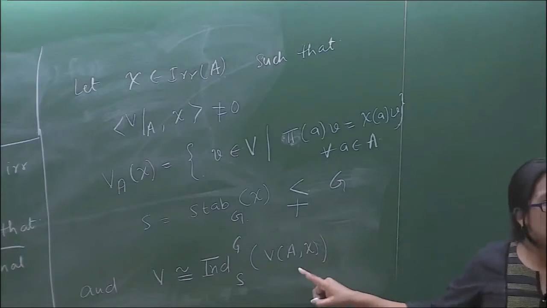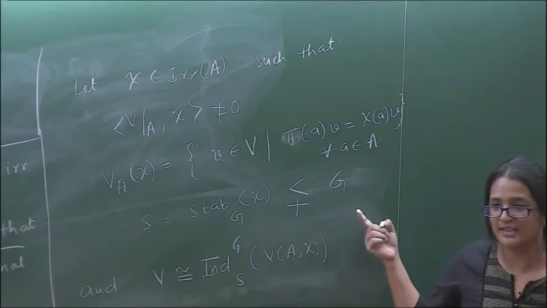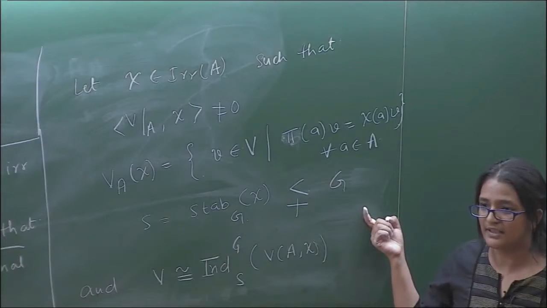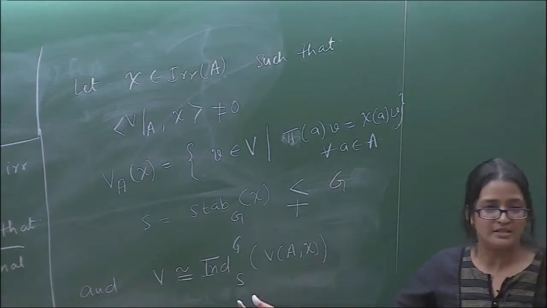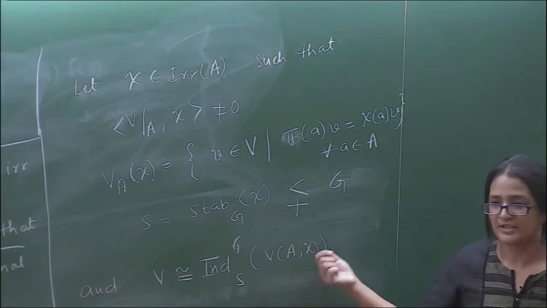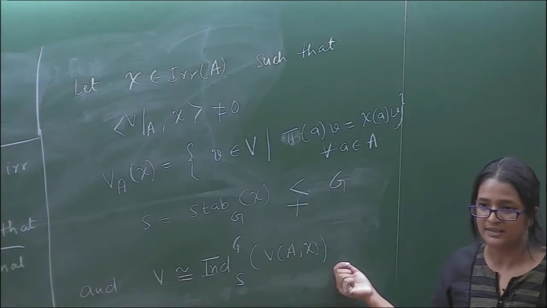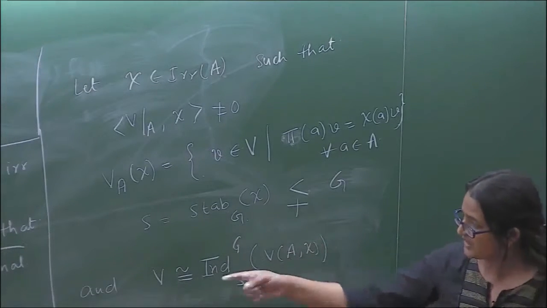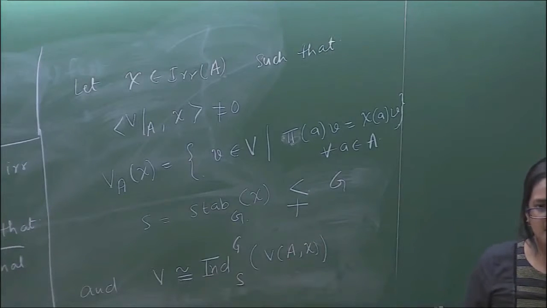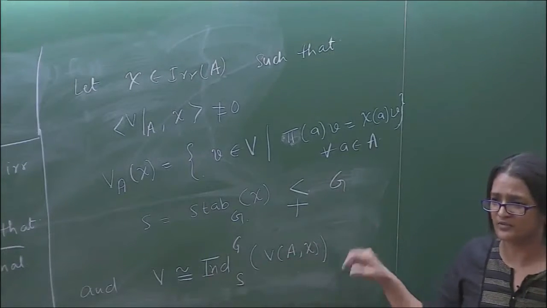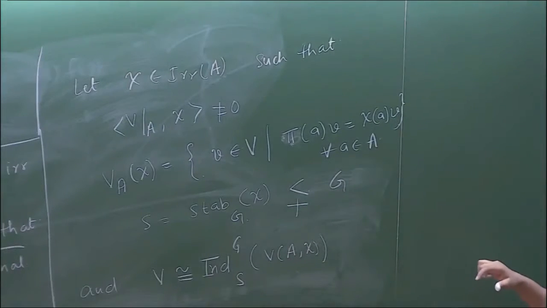Now I can just use induction because S has cardinality strictly less than the cardinality of G. This is a finite dimensional representation of S, and I can just use induction here. And therefore, since induction is transitive, V is a monomial representation. So this is the proof that we all do for the finite nilpotent groups.